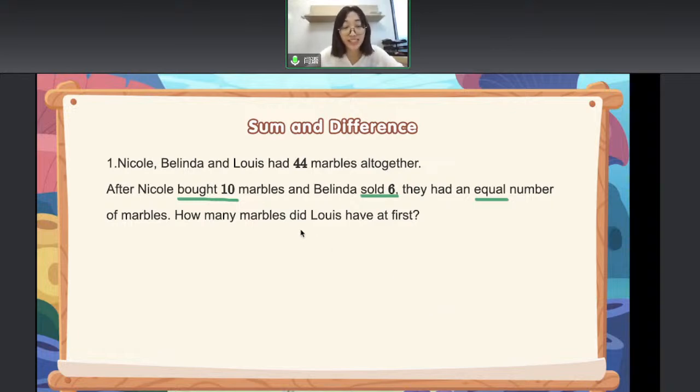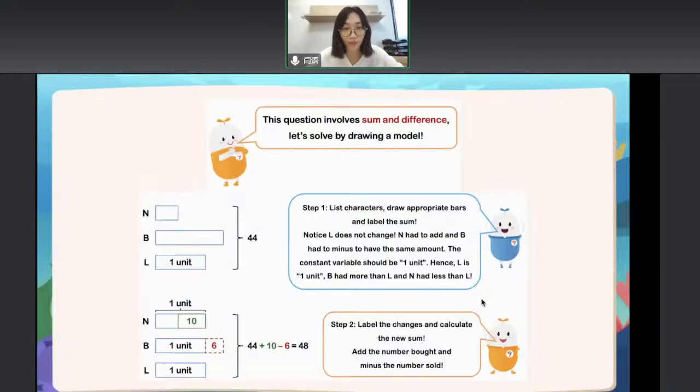Also, do remember to read the question carefully. What is the question asking you? How many marbles did Louis have at first? So when it comes to such a question, what should we do? How to draw out the model? For the first step, after you read the question, underline the keywords. You can find that from the question we know the sum, and also you can find the difference. So the type should be a sum and difference problem, and let's solve by drawing a model.